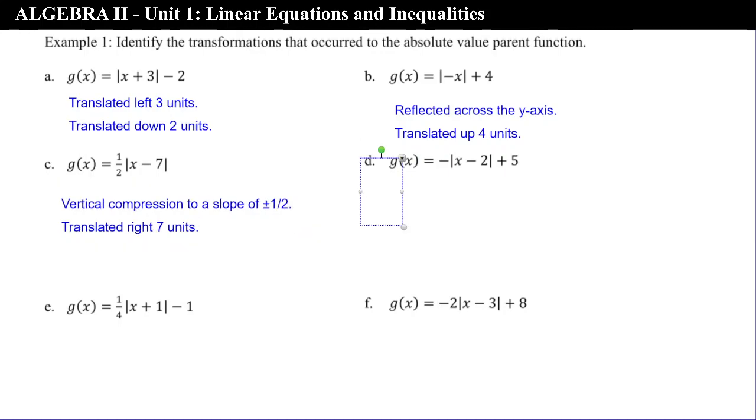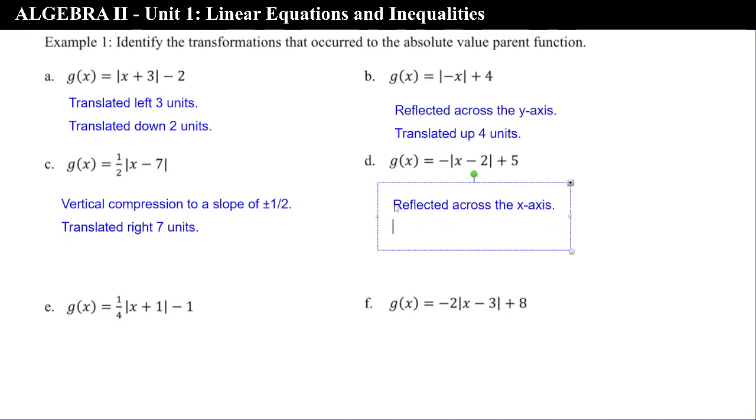Okay, for the next one, we have a minus sign on the front. So that's going to indicate that we have a reflection across the x-axis. So this is reflected across the x-axis. And then we have a -2 on the inside of the absolute value. So that means that we are translated to the right 2 units. And then we have a +5 on the end, which means translated up 5 units.